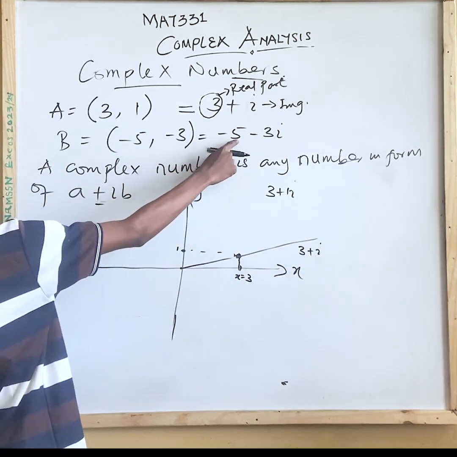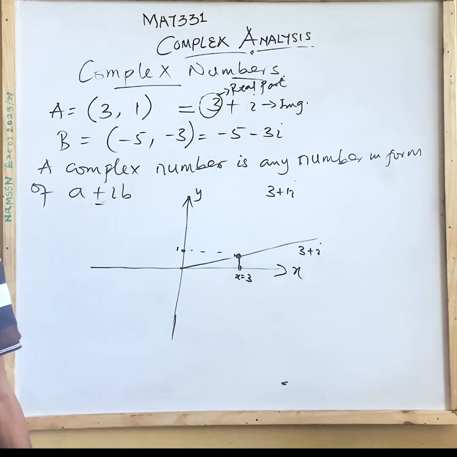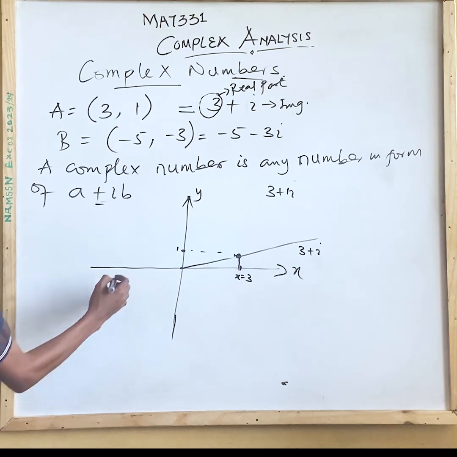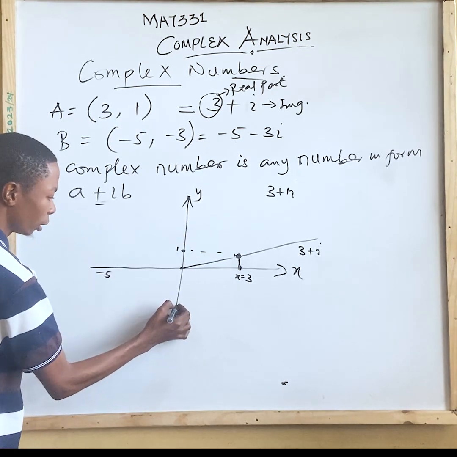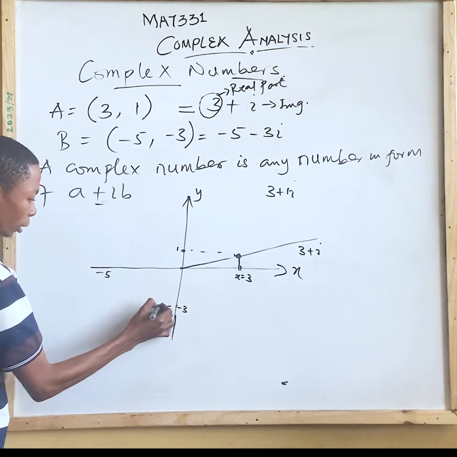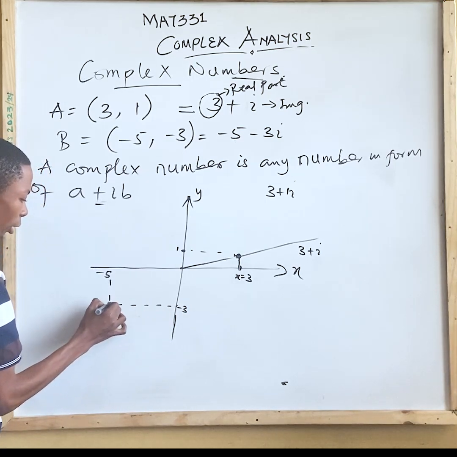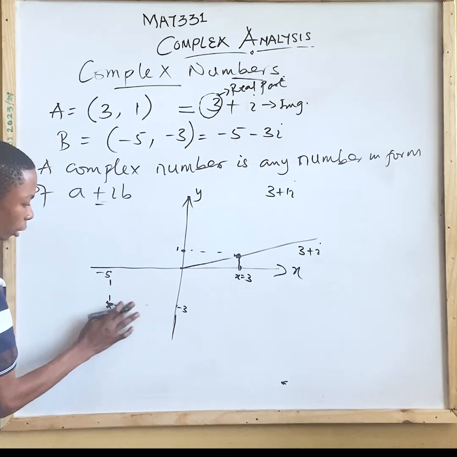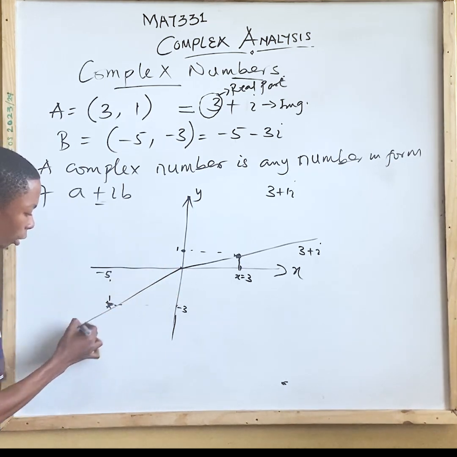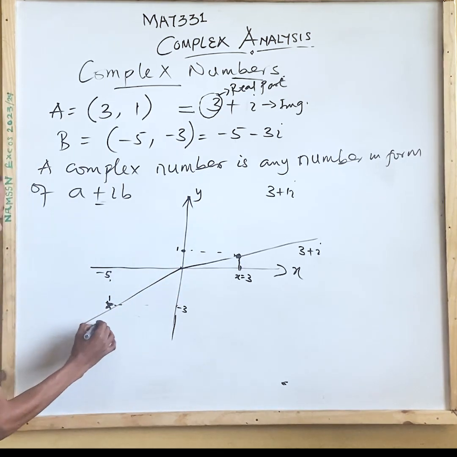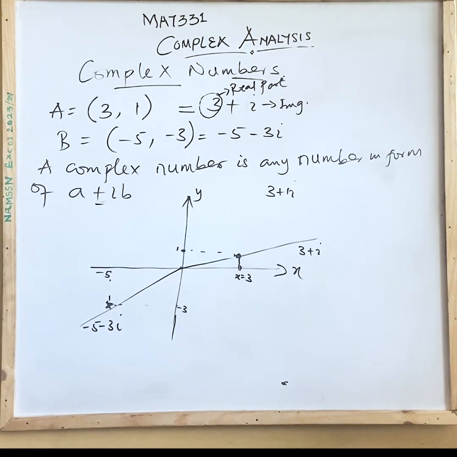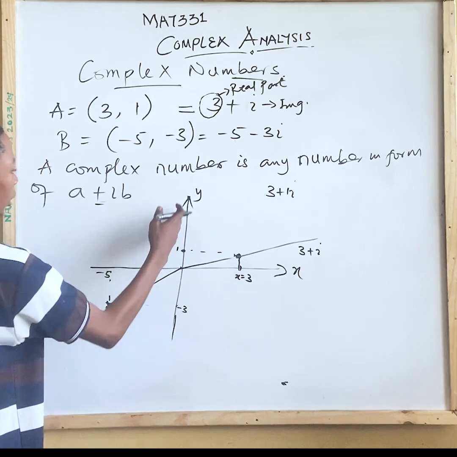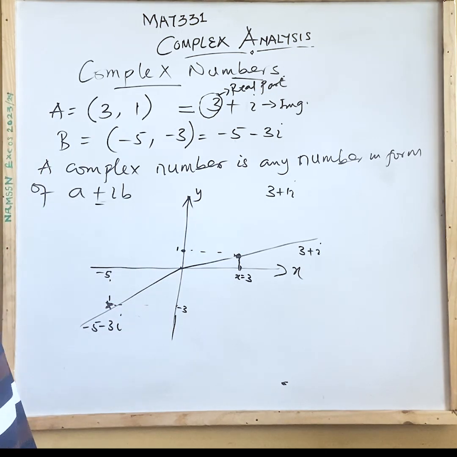And the other one that is here, -5 - 3i, means that x is -5, y is -3. So x equals -5 is around this corner and y equals -3 is around here. If I join them together, so let me clean this dotted line, this is -5 - 3i. So this is a way of representing a complex number on the xy plane.